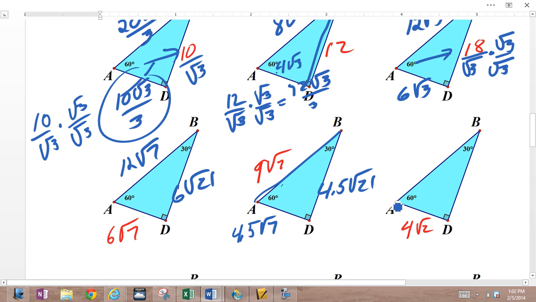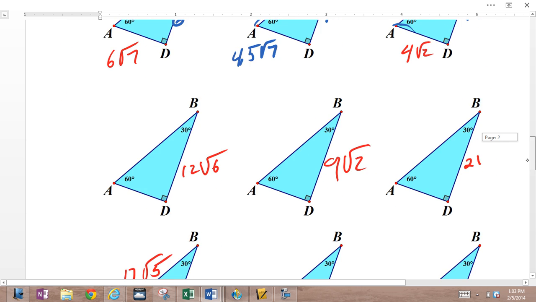Okay? Here is the short side. We want the hypotenuse, we double it. Doubling 4 root 2 is 8 root 2. Given the short side, you want the long side, you multiply by root 3. That would give us 4 root 6. That's that. Okay? Do a couple more.